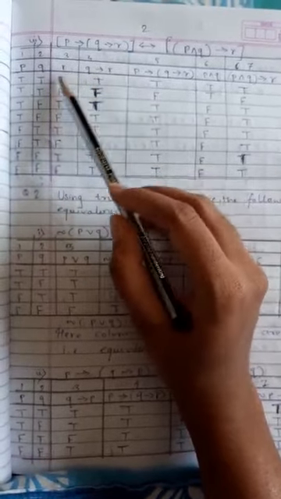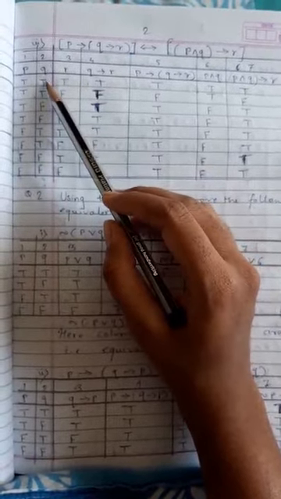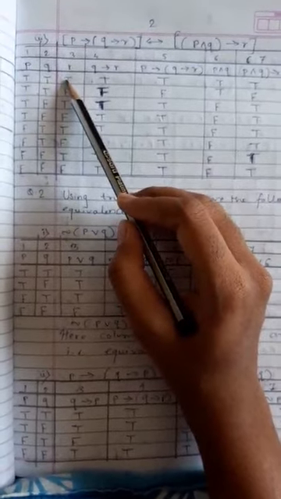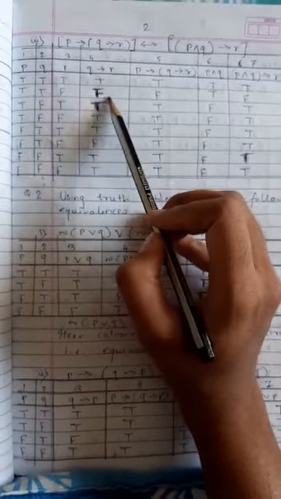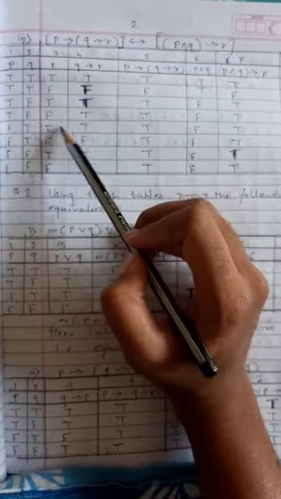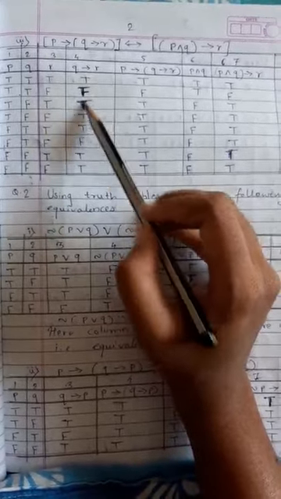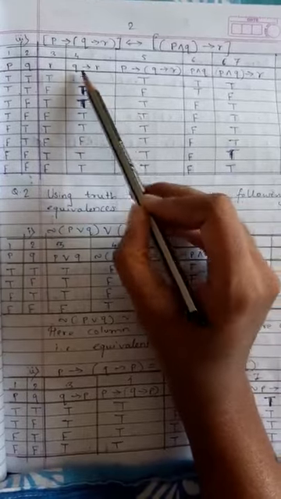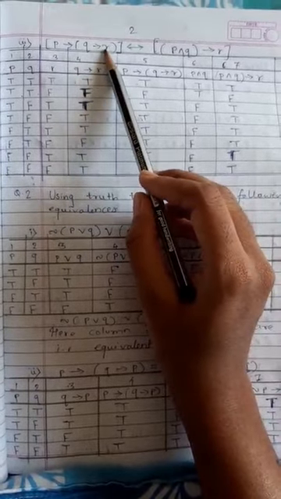So let us go step by step again. Q implies R. Q implies R means T implies T, T implies F, F implies T, F implies F, T implies T, and so on. So Q implies R is done.